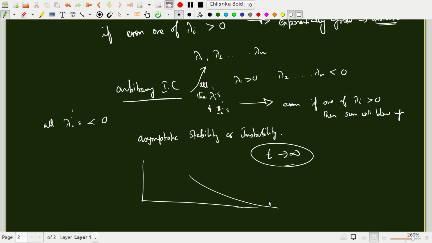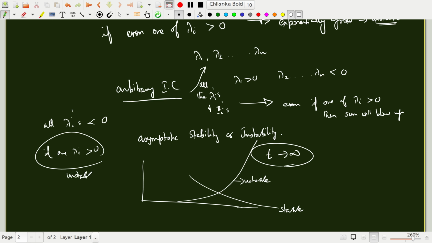And similarly, if all the eigenvalues are less than 0, this is stable. Even if one of the lambda i's is greater than 0, you know that the sum is eventually going to blow up in time. The system is unstable. So this part is very clear. Even if one of the eigenvalues is positive, real part is positive, then the system is unstable. That part is unambiguous. But even if all the lambda i's are less than 0, we are not sure whether the system is really stable or not, for the following reason.